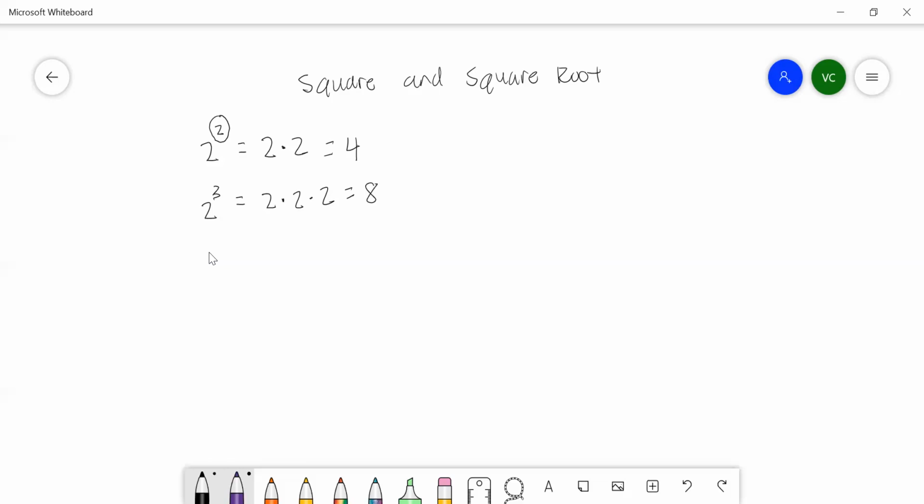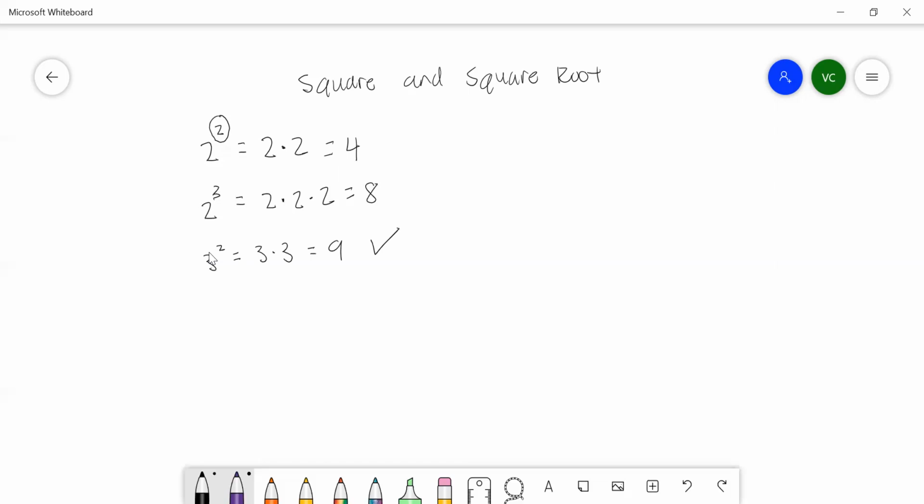Okay, so what would we get if I said that I wanted 3 squared? Pause the video and let me know. Okay, if you said that it should be 3 times 3, and that's equal to 9, you would be correct.